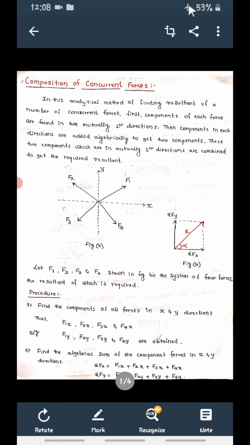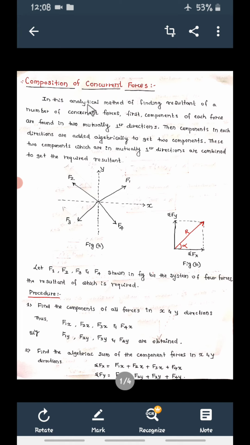So where we have seen when two forces are acting on a body, those two forces are combined and a single resultant can be found out using that equation R is equal to square root of summation Fx square plus summation Fy square. So that is the analytical method when only two forces are acting on the body. But if a number of forces are acting on a body, how to combine these forces and how to find out the resultant we're going to see.